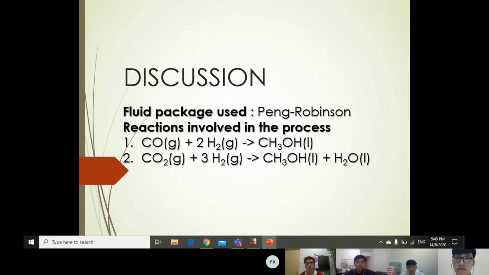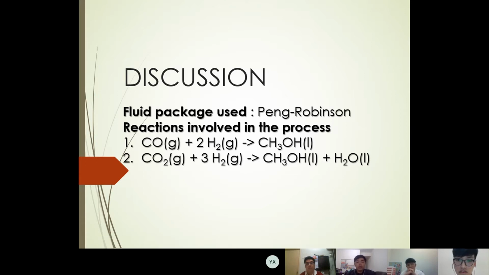The two major equations involved in this process are as shown in the slide. The first one is by reacting carbon monoxide with hydrogen gas to form methanol. And the second one is by reacting carbon dioxide with hydrogen gas to form methanol and water.